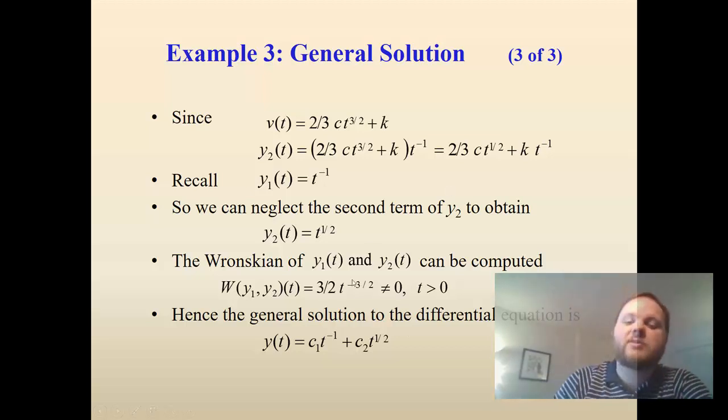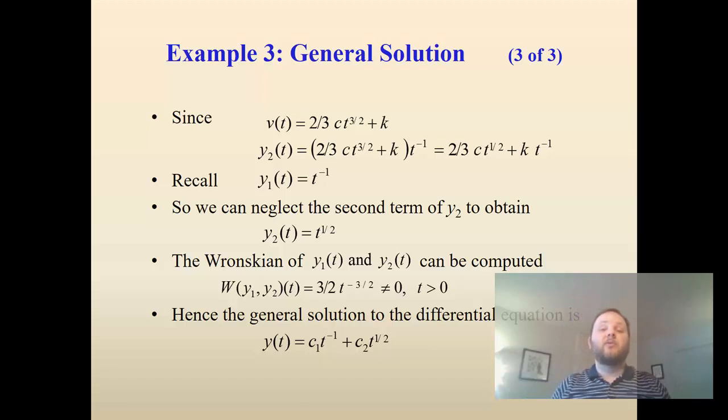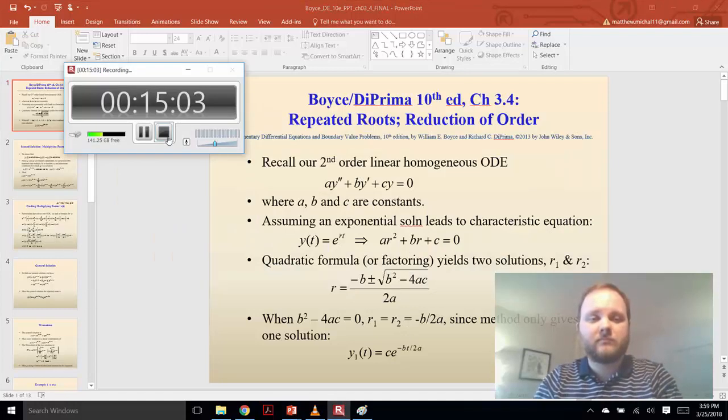And in those slides, we calculated the Wronskian was 3/2 times t to the negative 3/2 power. So this is a way that we can determine that, yes, the solution form that I got last time was indeed correct. Hope this helps.